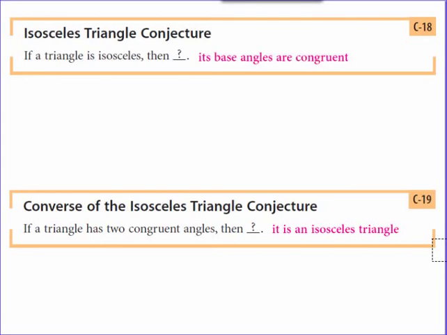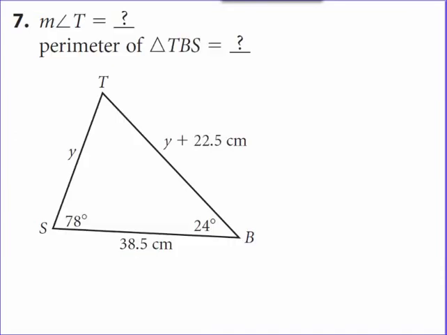So now what I need you to do is go to section 4.2 in your book. We are going to look specifically at number 7, and I'm going to give you a hint that will help you with number 8 and 9 on your homework. So first of all, here's number 7. Now we're going to utilize the fact that in an isosceles triangle, base angles are congruent. And so if you notice here, it says the measure of angle T equals. How can I find the measure of angle T from looking at this diagram?